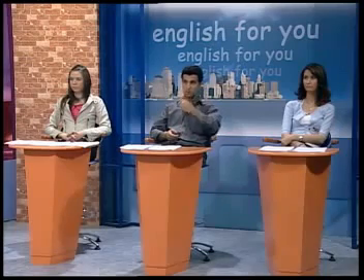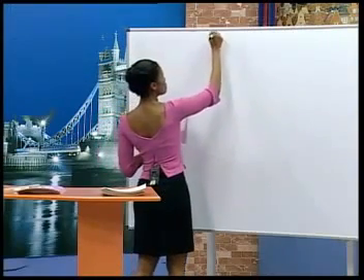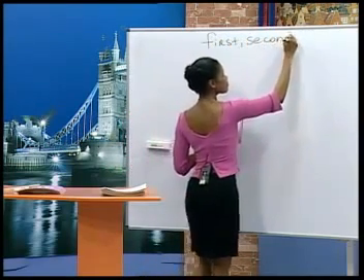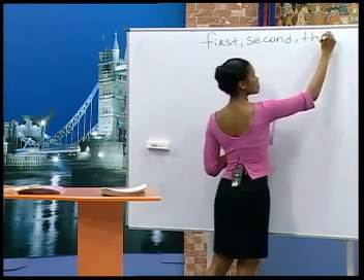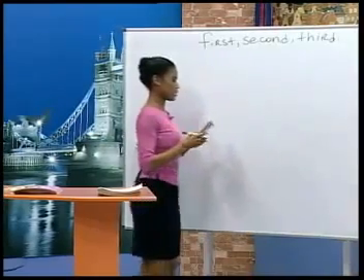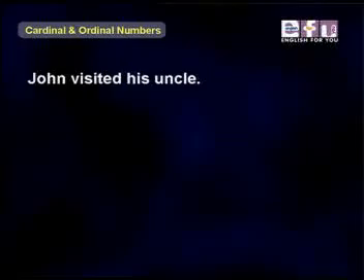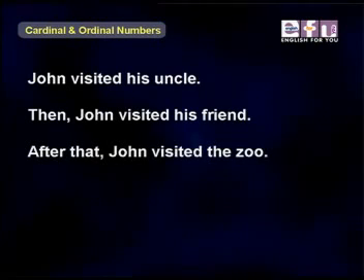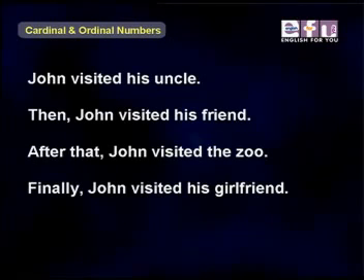There are many ordinal numbers. They start, for example, first, second, third, and continue on. Let's look at more examples. John visited his uncle. Okay, next we can say, then John visited his friend. After that, John visited the zoo. Finally, John visited his girlfriend.